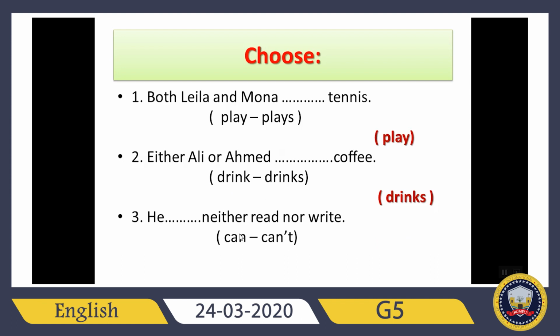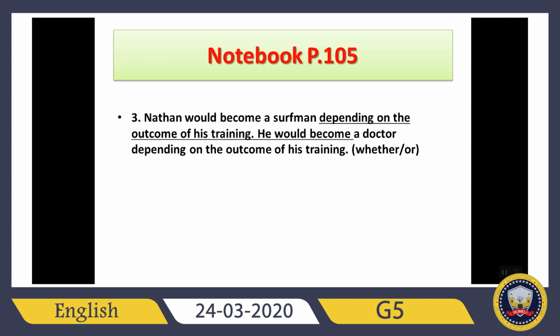He neither read nor write. He can or can't, we said neither. We must put not or omit it. We must omit it, so it must be can. He can neither read nor write. Now please move quickly to your notebook, page 105.